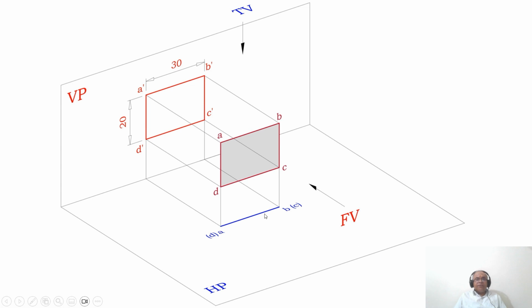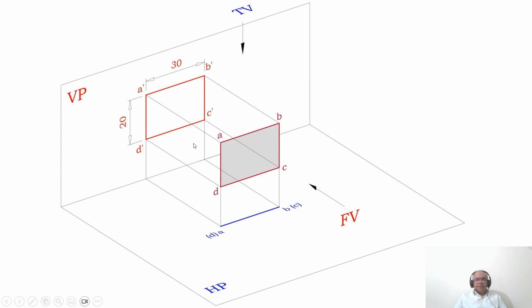So when you look from the front view, you will be able to see the true shape of ABCD, and it is projected directly onto the vertical plane as A dash, B dash, C dash and D dash, which is 20 by 30. Then when you look from the top view, you can see there is a line here. When you project it, that falls on the horizontal plane. A and B are near to the observer, so they are visible, and C and D are away from the observer, so they become invisible.